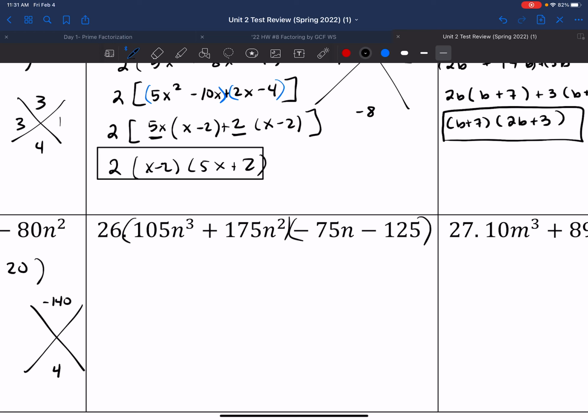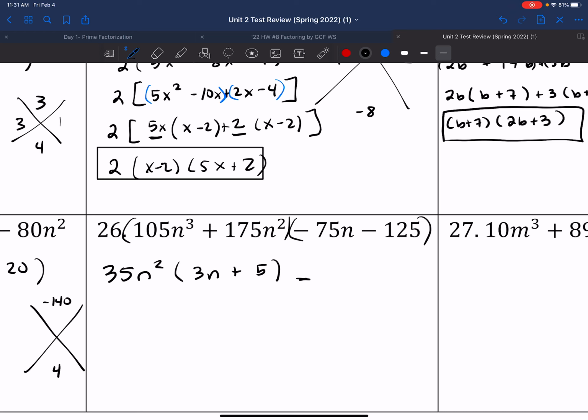So let me think. I know 5 goes into 175. But let's see. Is 105 divisible by 35? Yes. And what about 175 divided by 35? Yes. Okay, so I'm going to do 35n squared times, well, 3n here and a 5 here. And then the negative is in front of this group.